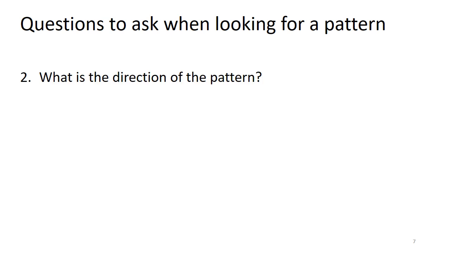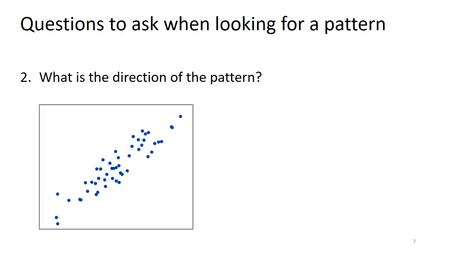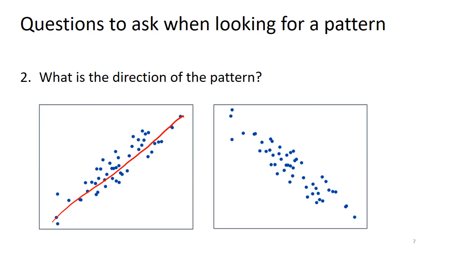Is it a positive or a negative relationship? Two variables have a positive association when the value of one variable tends to increase as the value of the other variable increases. Two variables have a negative association when the value of one variable tends to decrease as the value of the other variable increases.